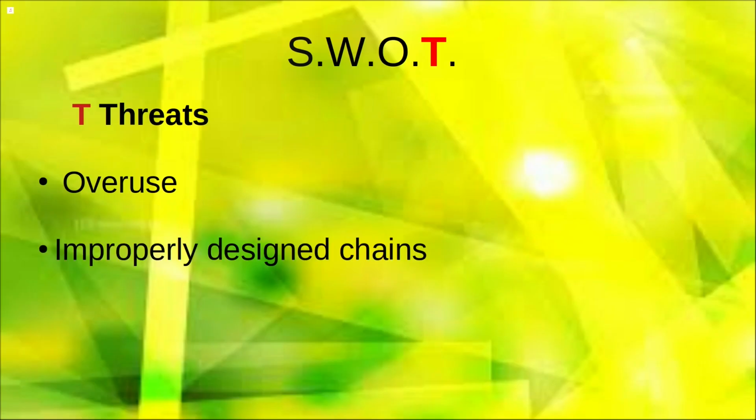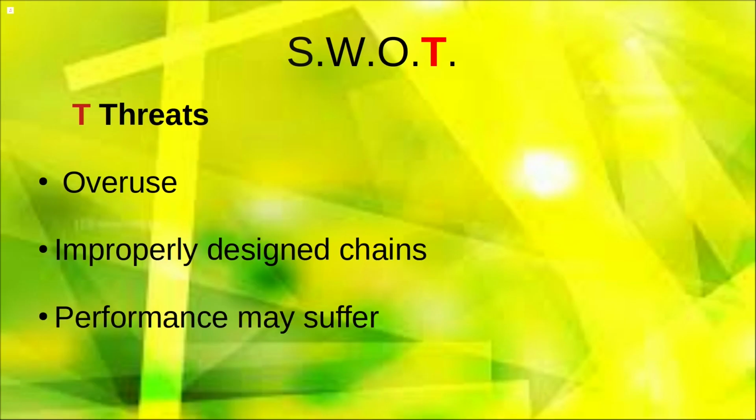T, Threats. Overuse may lead to tangled chains with unclear responsibilities. Improperly designed chains might skip critical processing steps. Performance may suffer if too many handlers are involved.